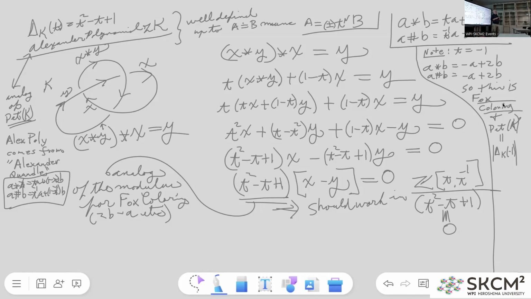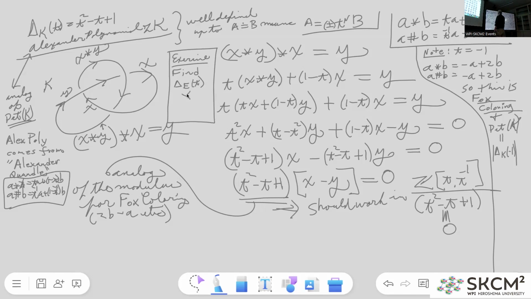So Alexander invented his polynomial around 1928. And I will tell you his definition for fun, but this is the one that comes out most naturally from the line we've been following. And you can try this out. I suggest the following exercise. Find the Alexander polynomial for the figure 8 knot.